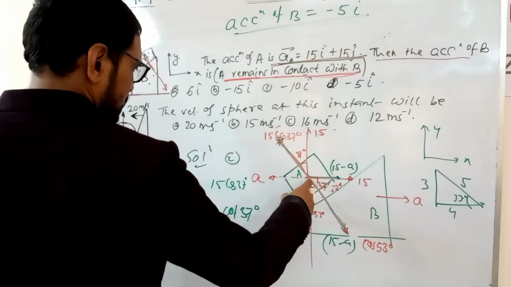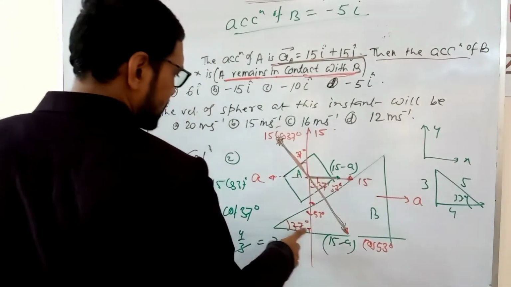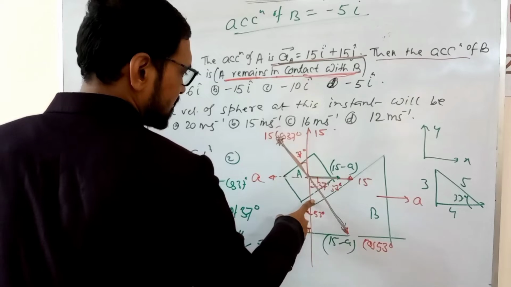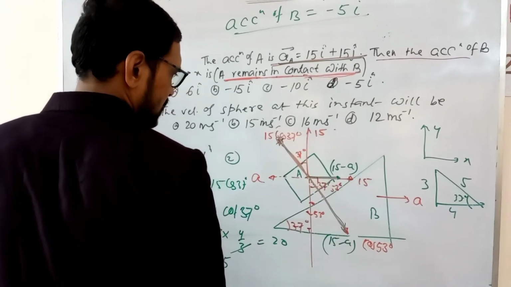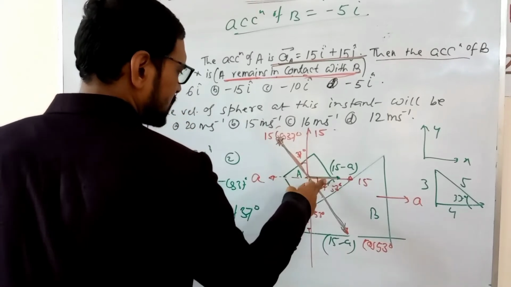Now this is 37, 90. This is 53. This is 53. This is 90. So 37. Now this is all 53.